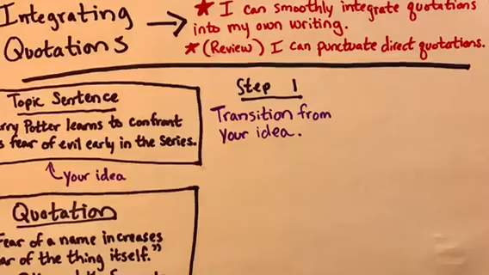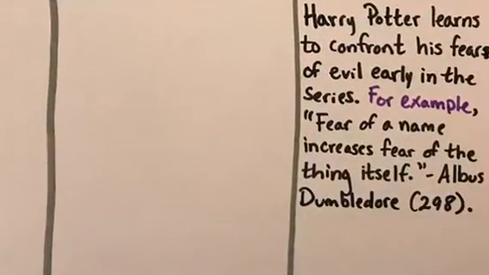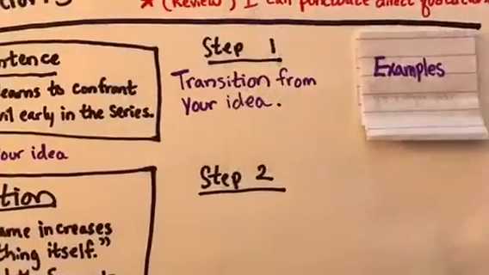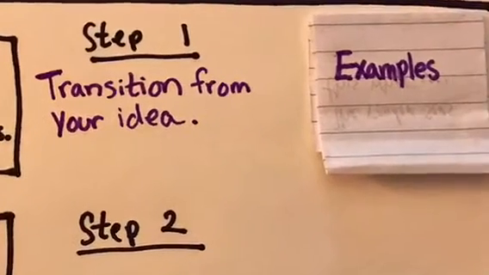Step 1 is transition from your idea. I've done that in the example in the number 2 column. You saw the "for example." You do want to have those transition words, and I've included some examples for you that you can use. One example of a transition is "the reader sees this when." You can also use "for example," which I've done. "To illustrate this," or "an example of this is when." So those are transition devices that you can use to transition from your idea to the quote. Okay, and that's your first step.